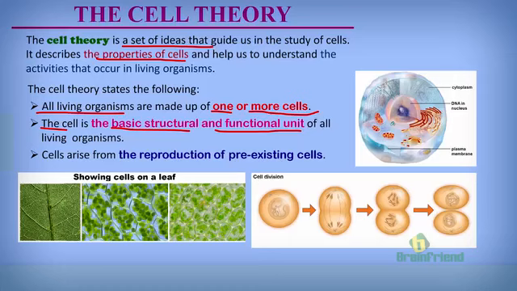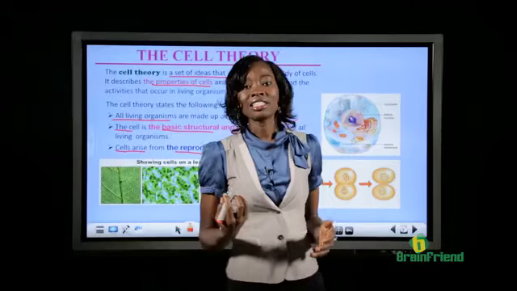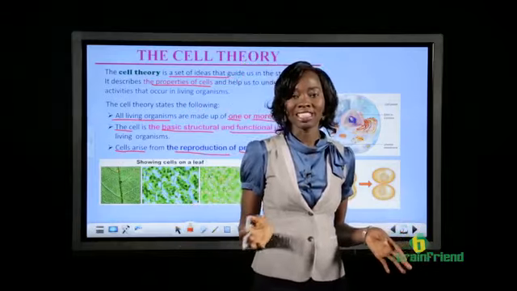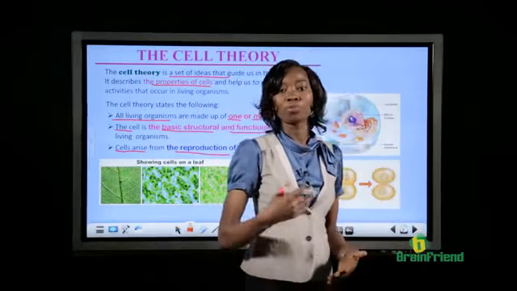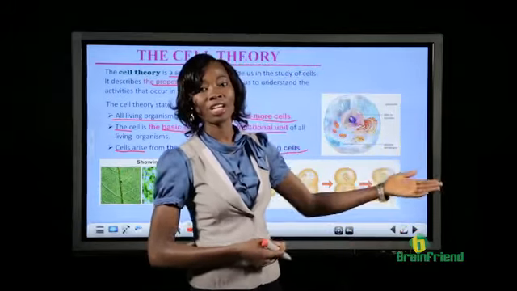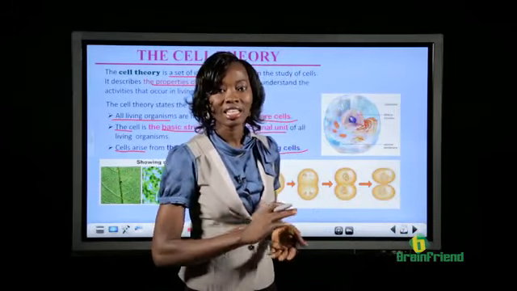The last statement in the cell theory says, cells arise from the reproduction of pre-existing cells. This means that cells do not just appear. They don't fall from the sky. They don't come from the moon. They must be produced from previously existing cells.